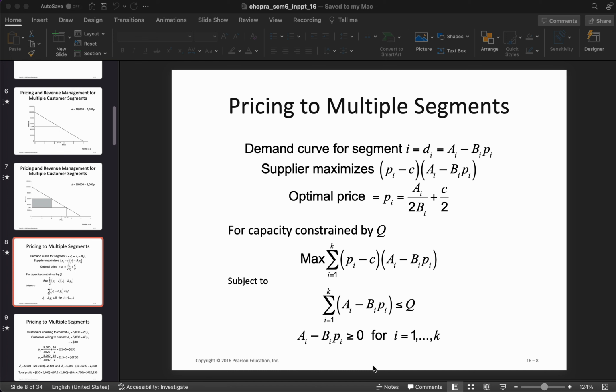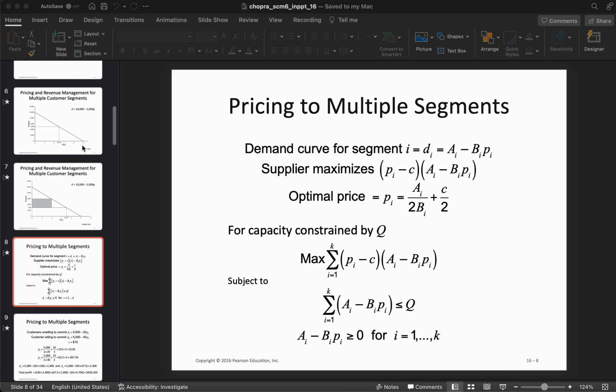In this video, we'll be looking at how you manage a demand profile where you have multiple segments in it. So you have different segments which have different demand profiles. Would you be able to use variable pricing and revenue management to increase your profits? And if you were to do that, how would that happen? That's the idea for this video.